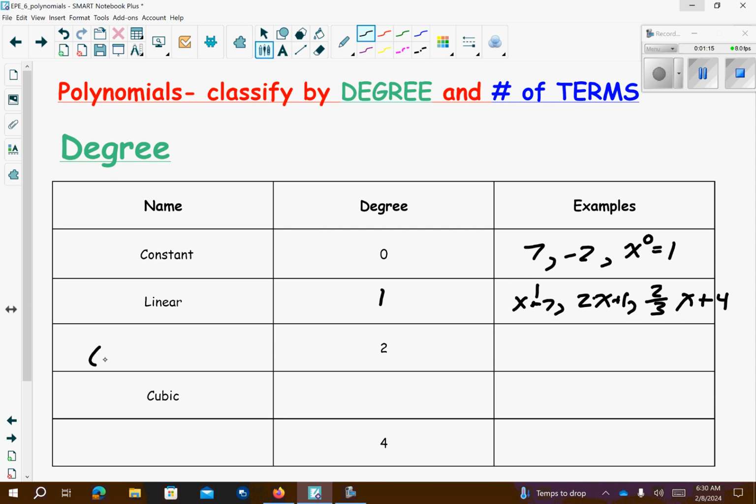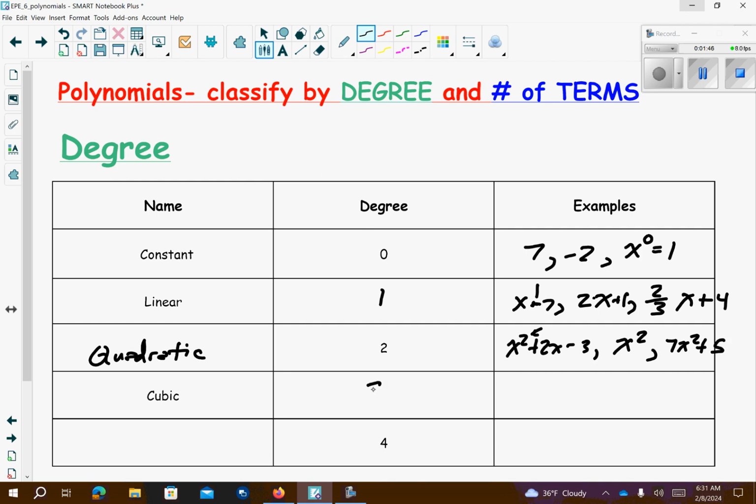The next one is called quadratic, and that means that our highest exponent in our whole string of our equation is raised to the second power. So we could have something like x squared plus 2x minus 3. Because my highest exponent is 2, it's quadratic. Or I could just have x squared, that could be quadratic, or I could have 7x squared plus 5, things like that. Those are examples of it.